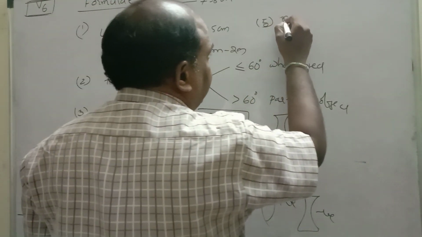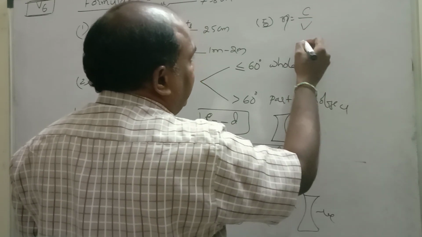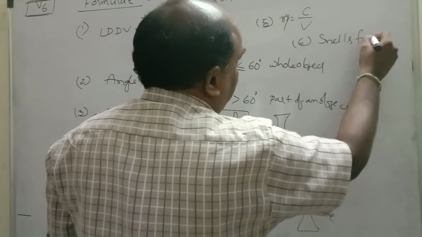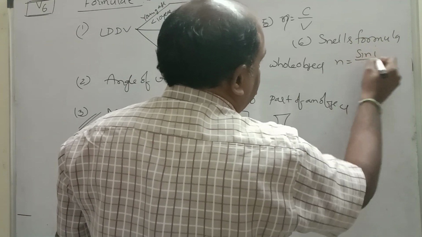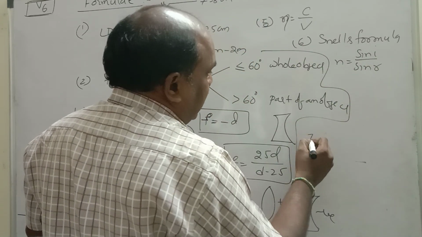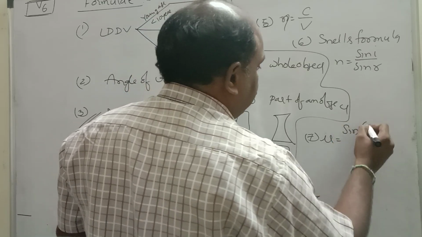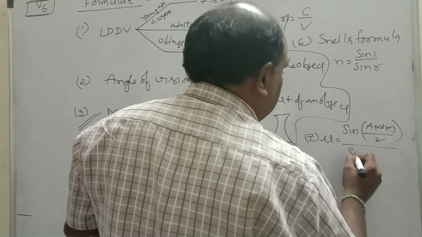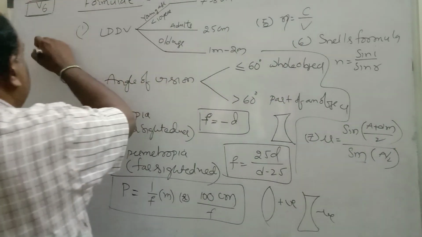Next, refractive index. It is a unique property of every transparent material. The formula is C by V. Next, Snell's formula: N is equal to sin I by sin R. That is Snell's formula. Up to here is the refractive index. Refractive index of a prism is N is equal to sin of (A plus Dm) by 2, divided by sin A by 2. Very important, children.